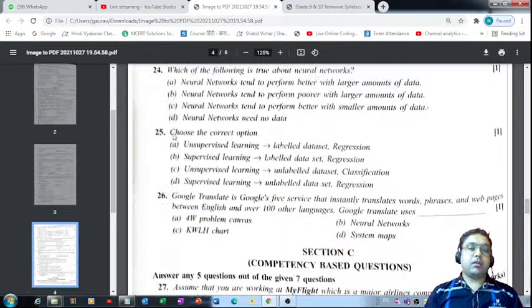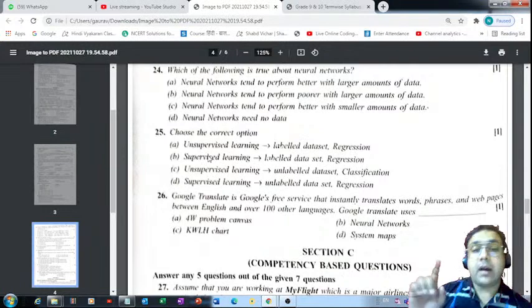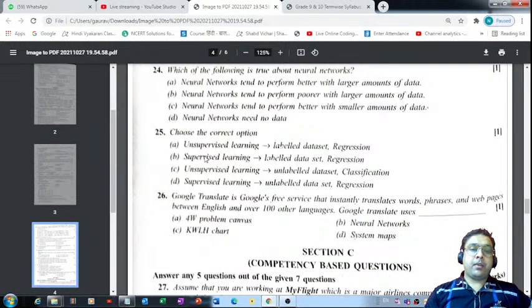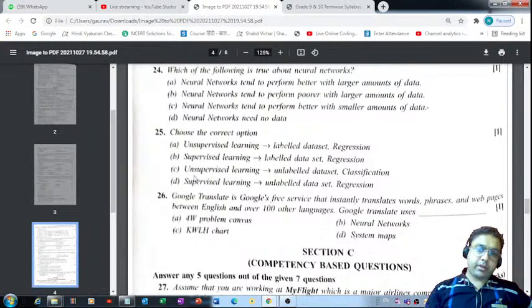Question 25 says choose the correct option. So we have to select the correct option. Unsupervised learning, labeled dataset, regression. In the unsupervised learning method, we use an unlabeled dataset. If you know about it, fine; if you don't, let me tell you this is not the correct answer. In supervised learning, we use labeled datasets. So this part is correct. What about regression? Do we use it in supervised learning or not? Yes, we use regression in supervised learning. This is absolutely correct. Let's check out the remaining two parts.